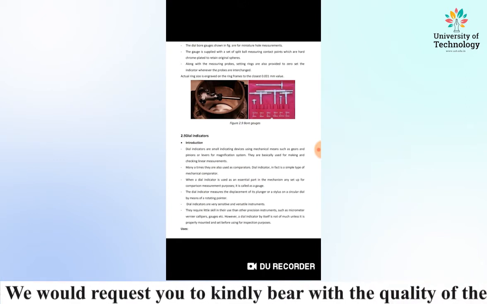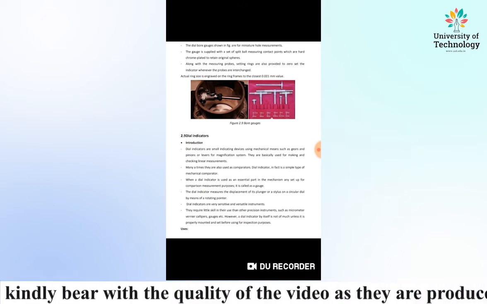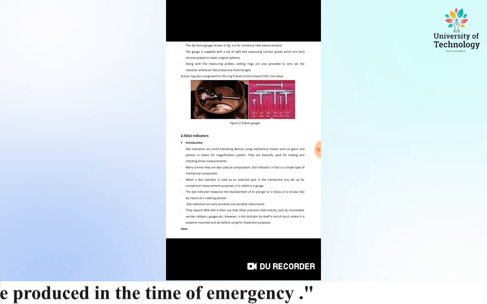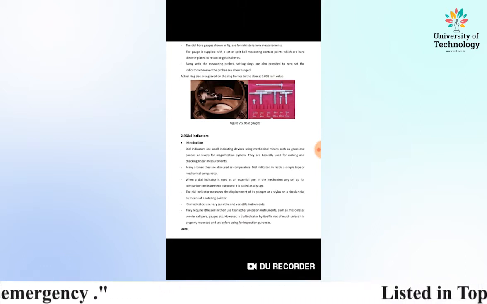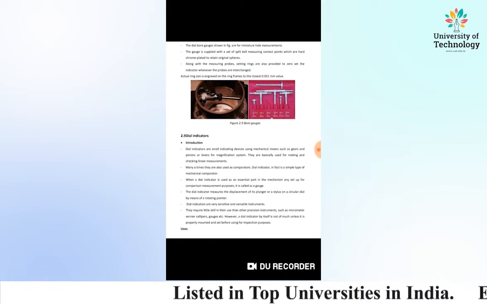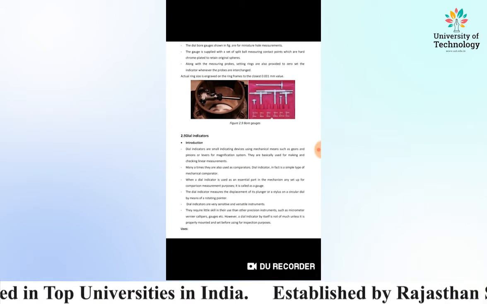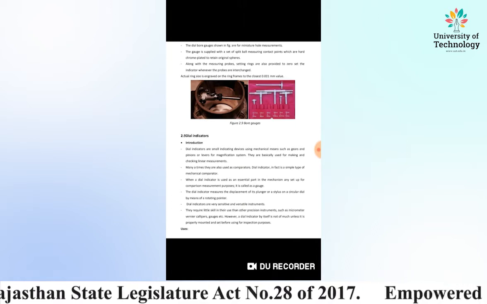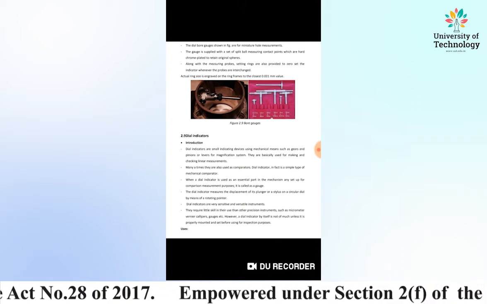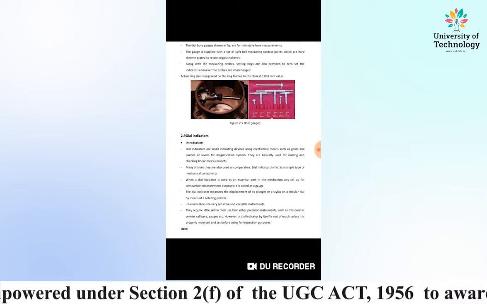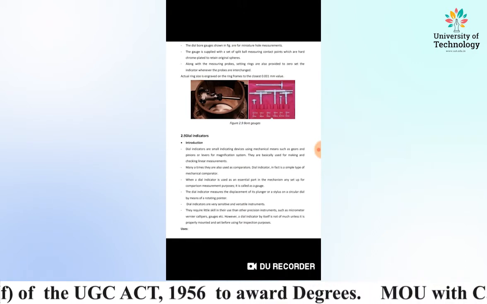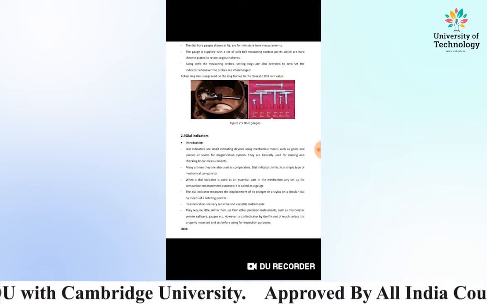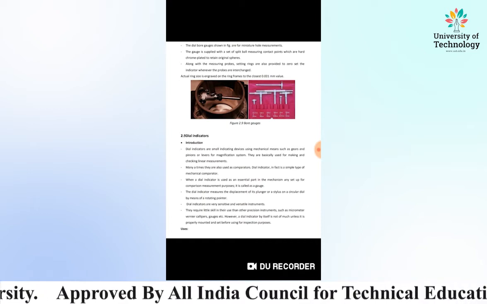Dial indicators measure the displacement of its plunger or a stylus on a circular dial by means of a rotating pointer. Many times they are also used as comparators. Dial indicator, in fact, is a simple type of mechanical comparator. When a dial indicator is used as an essential part in the mechanism of any setup for comparison measurement purpose, it is called a gauge.